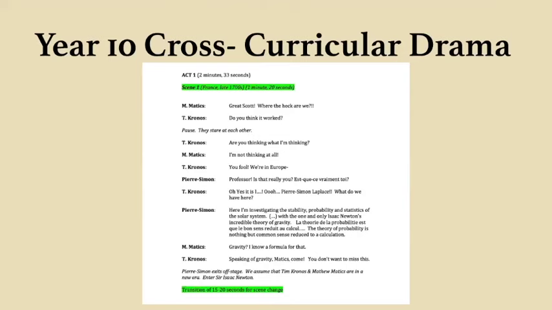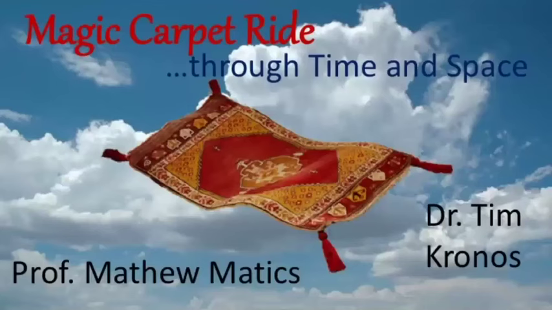We put slides up on the wall during the 20-minute performance, and we had music, we had slides. It was funny. They had wigs, costumes, but they were doing quick changes by going back through time and meeting famous mathematicians and scientists. And they had a lot of fun out of it. So it was called The Magic Carpet Ride Through Time and Space.